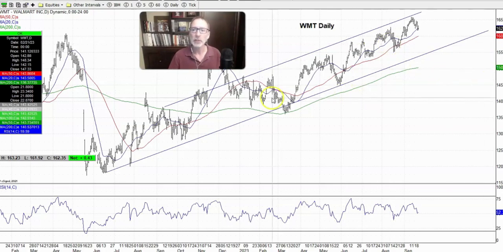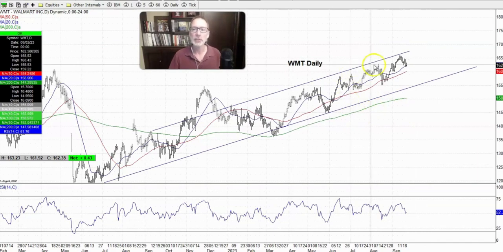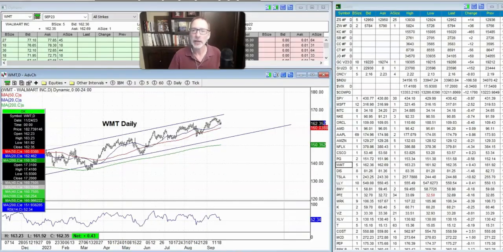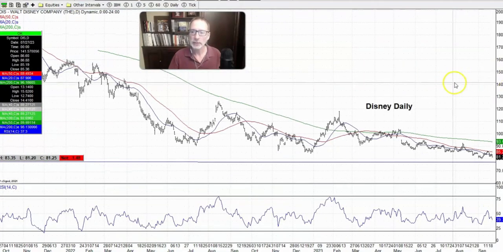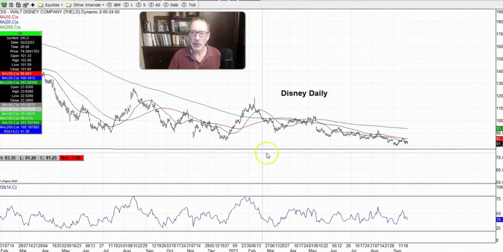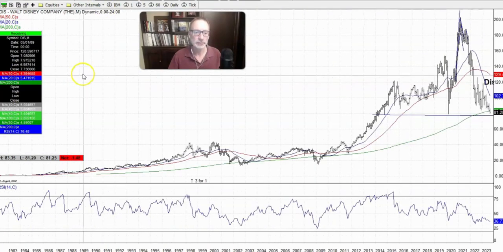So Walmart is a nice strong stock to get in on the long side, the bullish side, if and when it comes back to a support area and turns higher again. So these are just your higher probability setups. Disney, just been looking weak as well. Here's that long-term $80 level. Let me get out to the monthly chart here.